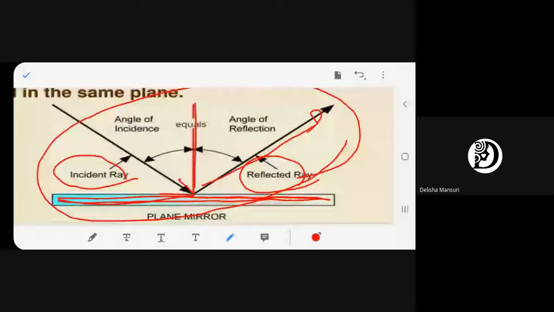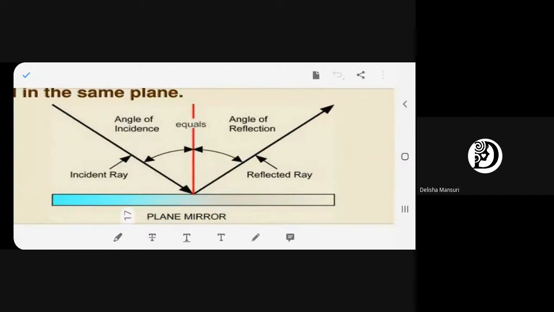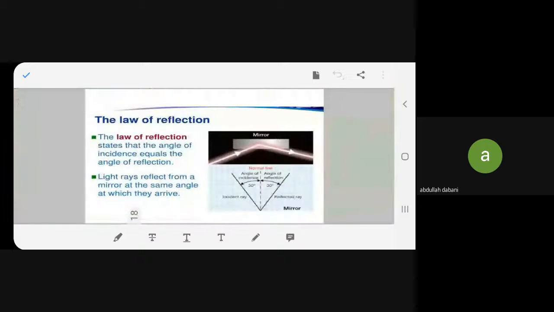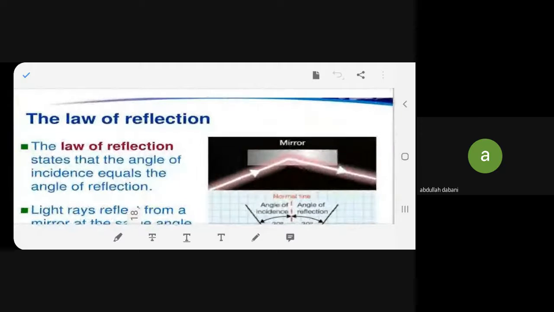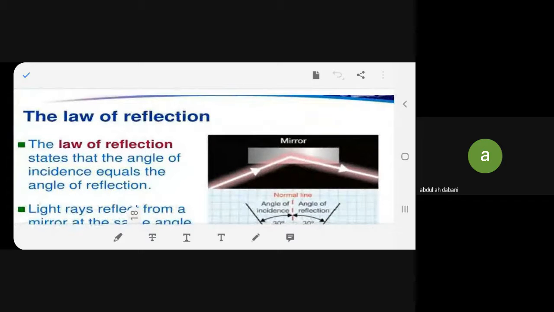No. All of you understood better? So tell me, what are the laws of reflection? Angle I is equal to angle R. Okay, that's the first you said. What of the second? The second law of reflection.